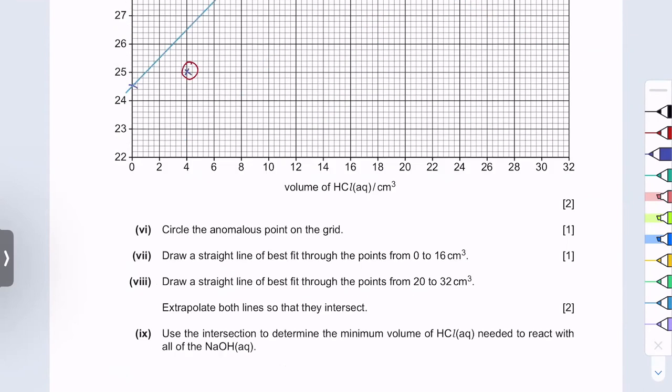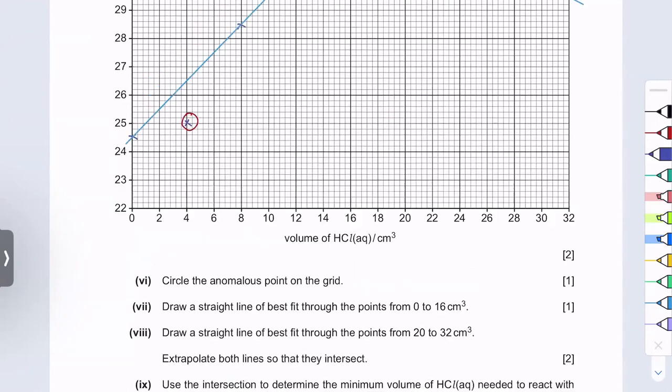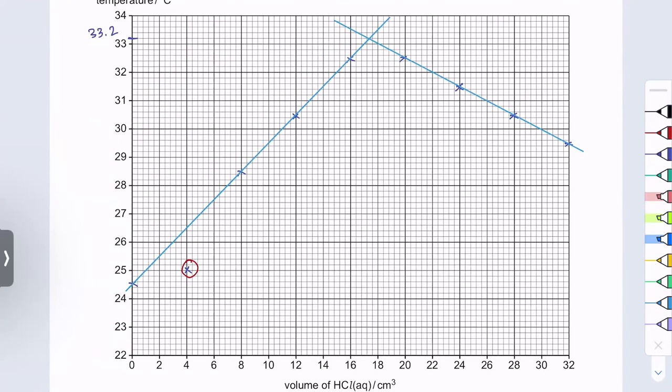Okay, let's see what the questions are about. Circle the anomalous point. We've done that. Draw a straight line. We've done that. Draw a straight line of best fit. We've done that. Extrapolate the line. We've done that. Use the intersection to determine the minimum volume needed to react with all of NaOH. Okay, so minimum volume reacted is going to be this much. So you will use a scale to do that. So you draw a straight line which goes right down, and I'm getting 17.5, something there, 17.5, I think.